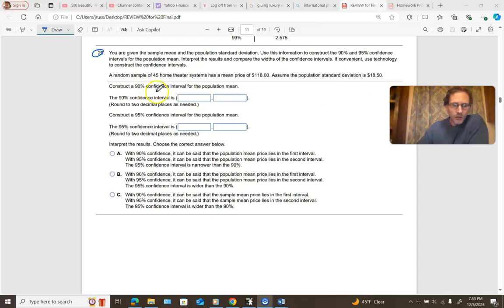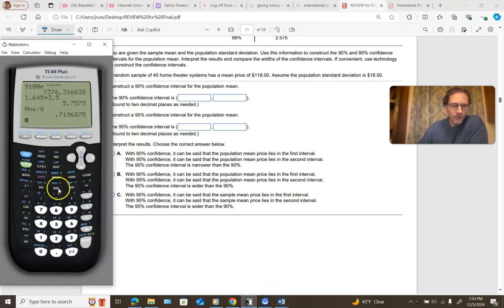All right, so 29 here, we're actually going to construct a confidence interval. Now, guys, remember, you can construct a confidence interval once you know your margin of error. You just both add it and subtract it from whatever the sample mean is, and that will give you your confidence interval. But we actually use the calculator. We let the calculator do all that for us. So it says a random sample of 45 home theater systems has a mean price of $118. And then we're going to assume that the population standard deviation is $18.50. So we'll construct both a 90 and a 95% confidence interval.